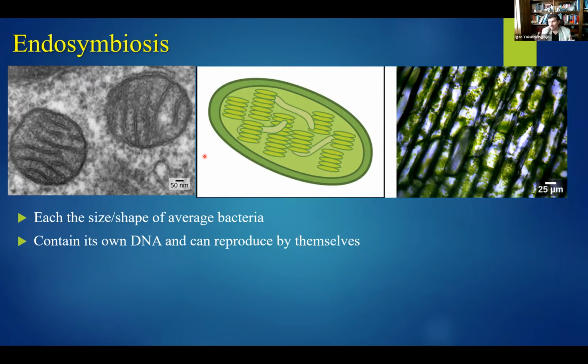So why do we think so? Well, first of all, mitochondria as well as chloroplasts have their own DNA. They are semi-autonomous. They can divide in a process very similar to binary fission on their own, without the nucleus's command, so to speak. And the structure as well as the size look very similar to a bacterium.